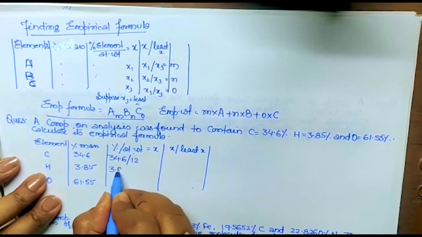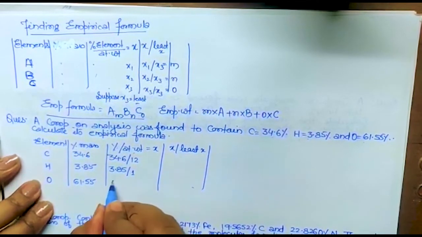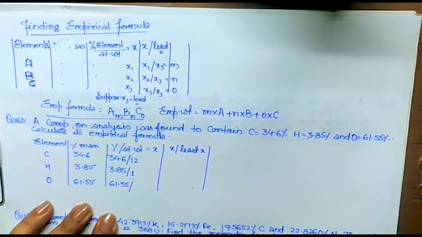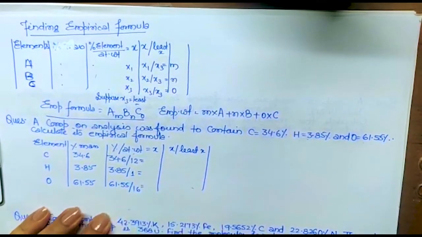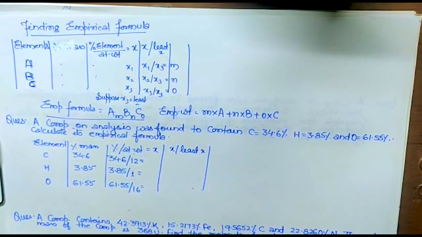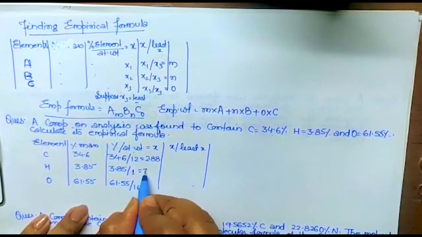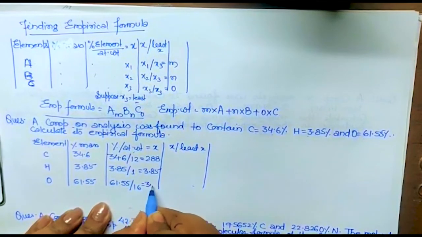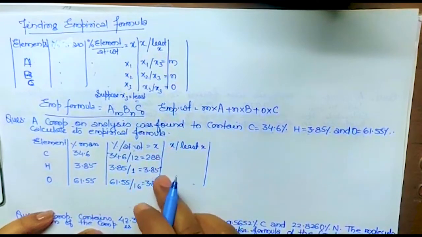Next, what we have to do: 3.85 divided by the atomic weight of hydrogen, which is 1. And 61.55 divided by oxygen — what is the mass of oxygen? 16. So you have to divide it. Let's divide this. Okay, this comes to 2.88. This will be the same, there will be no change in this, and this will be 16, 3, and this also comes around 3.85. Okay, so which one is the least value out of this?